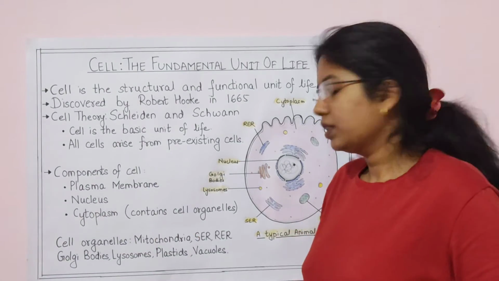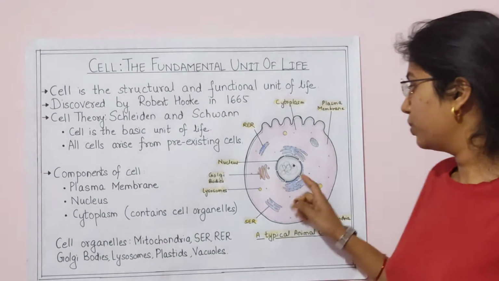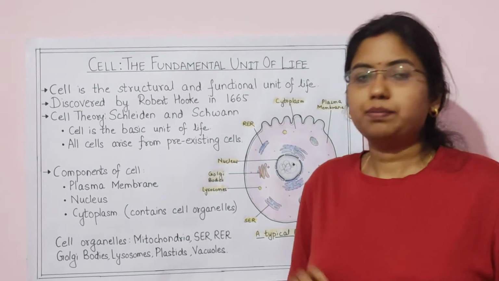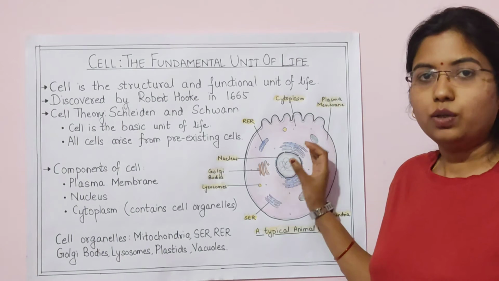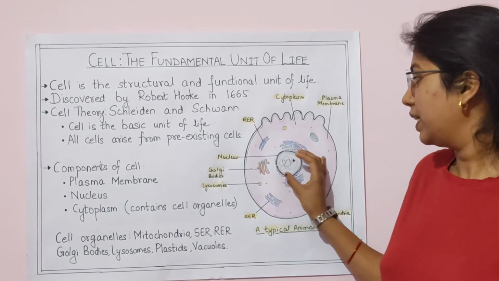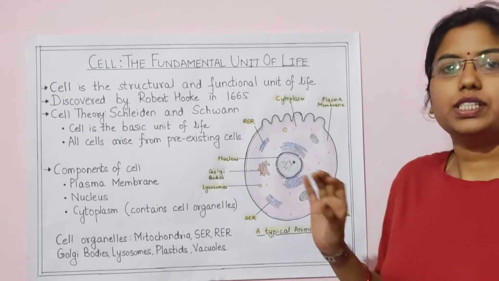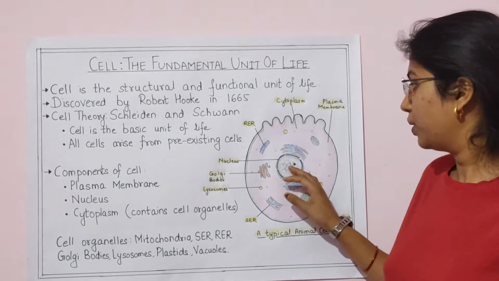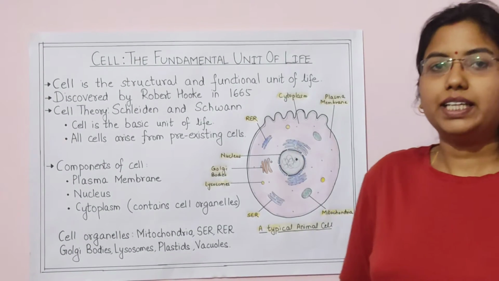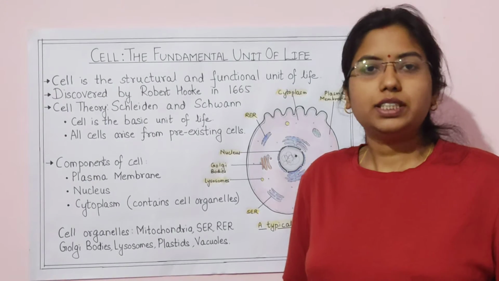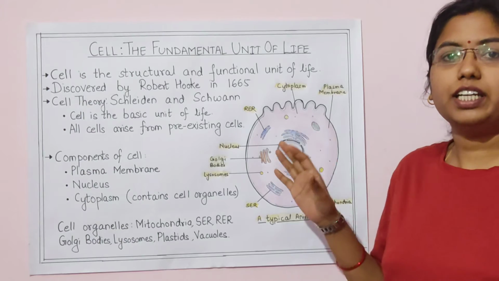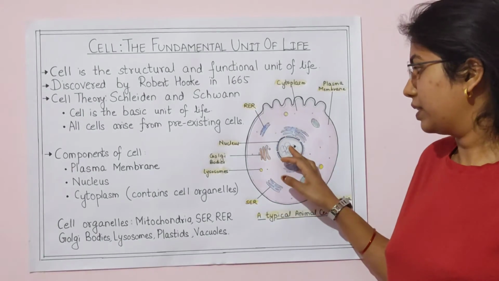Now we will talk about the nucleus. Nucleus is also known as the brain of the cell. As you can see here, nucleus is made up of nuclear membrane, which is also a double membrane structure. And inside the nuclear membrane, there is nucleoplasm, which is a gel-like matrix. Inside the nucleoplasm, there is chromatin net, which is made up of DNA. DNA stands for deoxyribonucleic acid. This DNA contains the genetic information of the living organism.